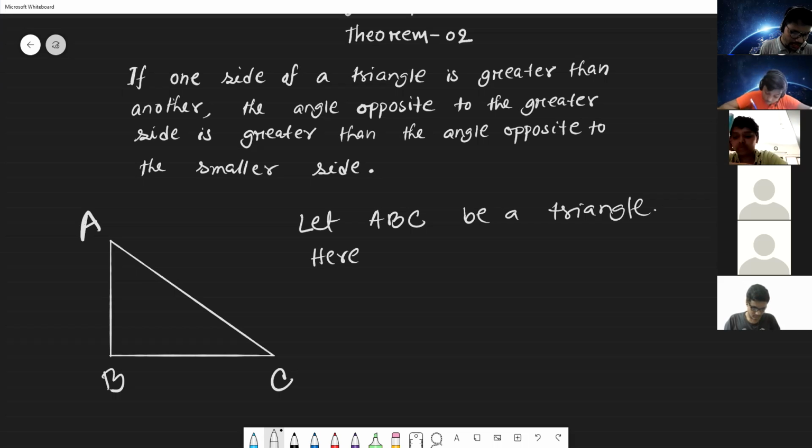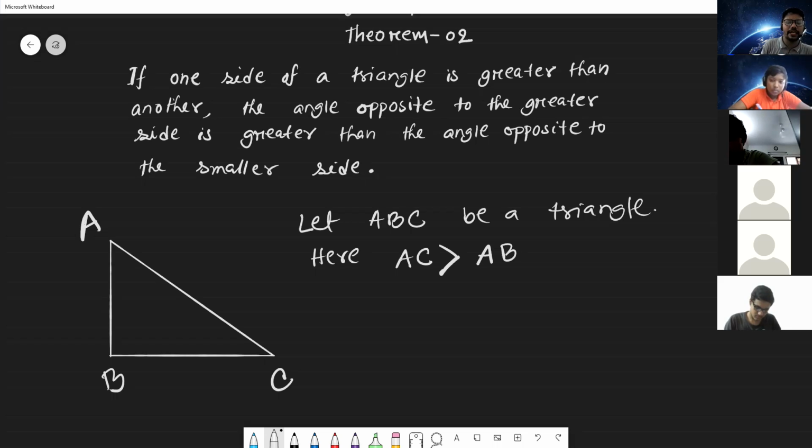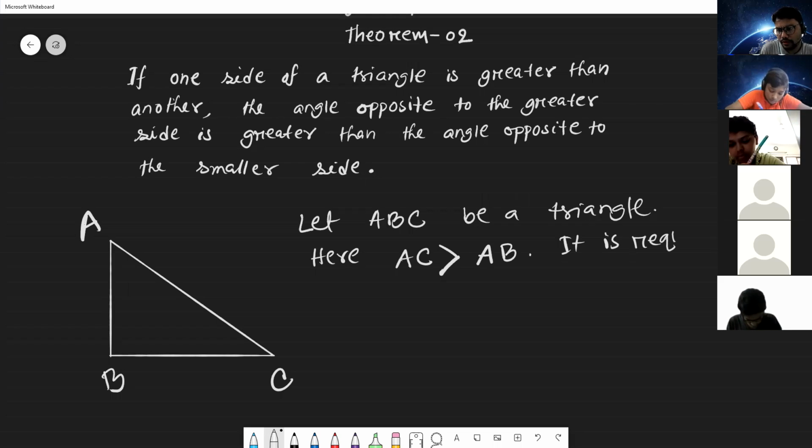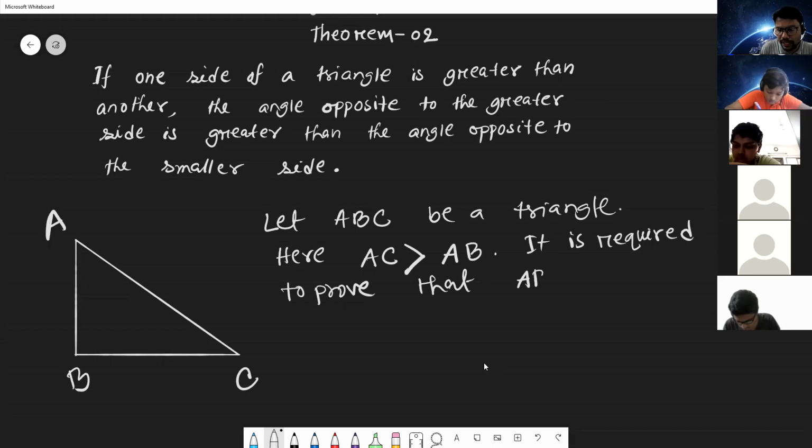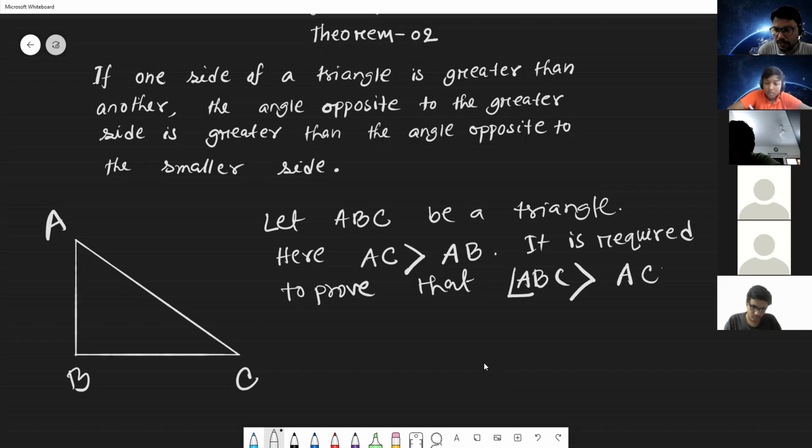Here the greater side is AC. AC is greater than AB. Just comparing the two sides, AC and AB, it is required to prove that. So what is the angle opposite to AC? The angle opposite to AC is B. So angle ABC will be greater than the angle opposite to AB. The angle opposite to AB is C, that is angle ACB.